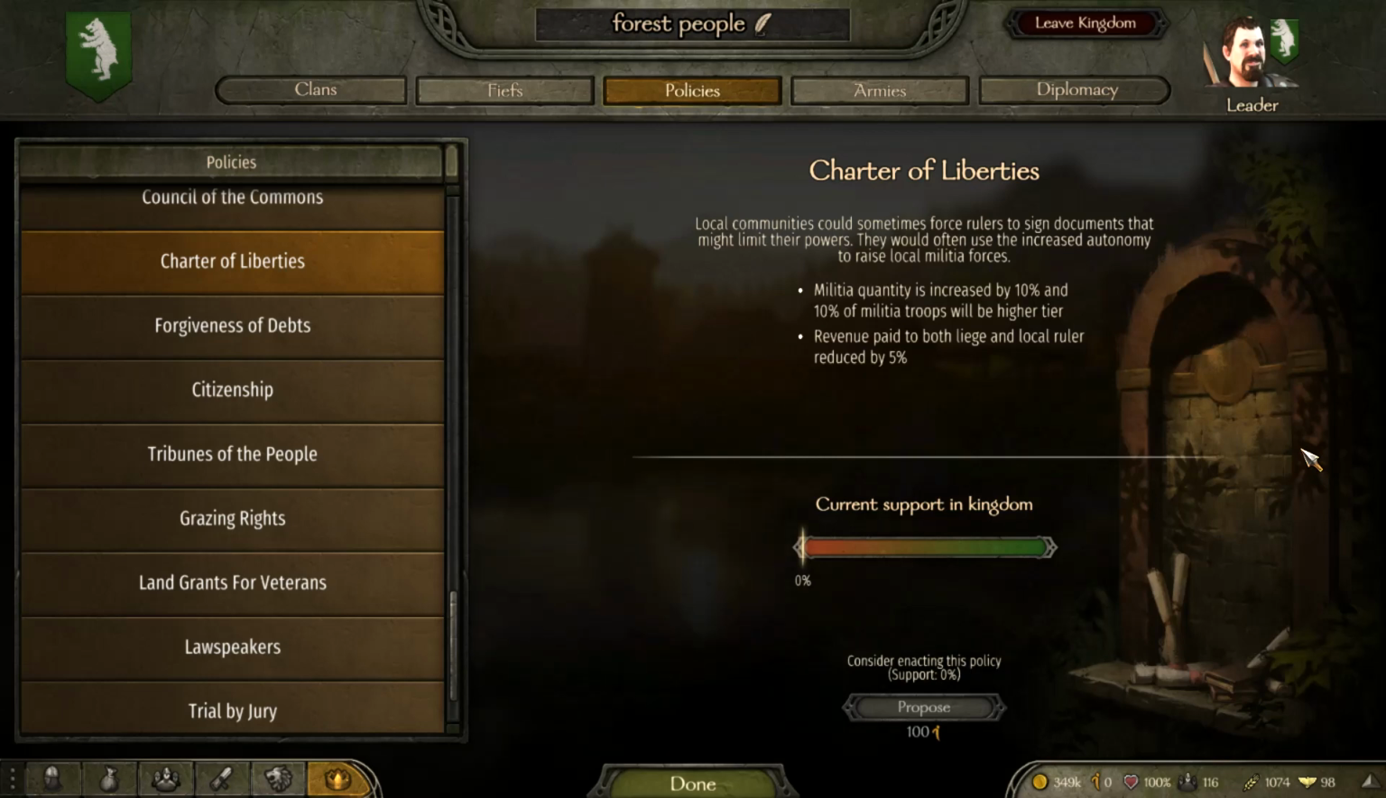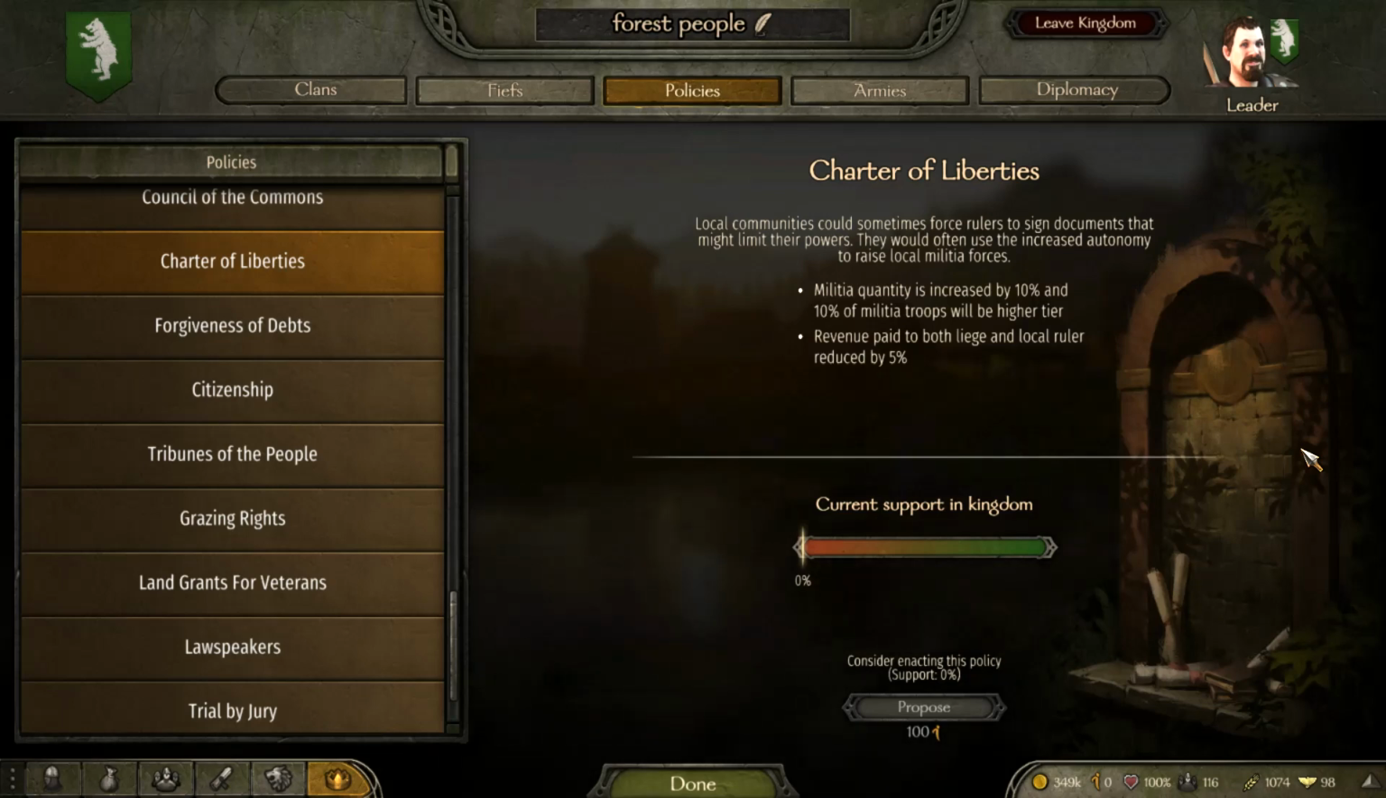Charter of Liberties, militia quantity is increased by 10%, and 10% of militia troops will be higher tier. Revenue paid to both liege and local ruler is reduced by 5%. So you're going to lose a little bit of income on your villages, towns, everything like that, but your militia is going to increase quicker, and they're going to be of a better quality.